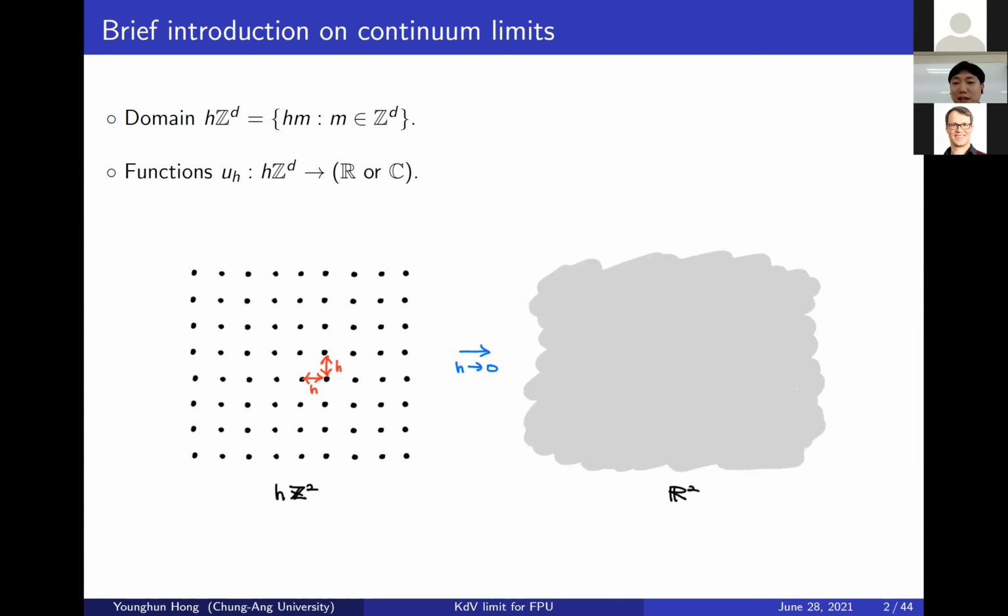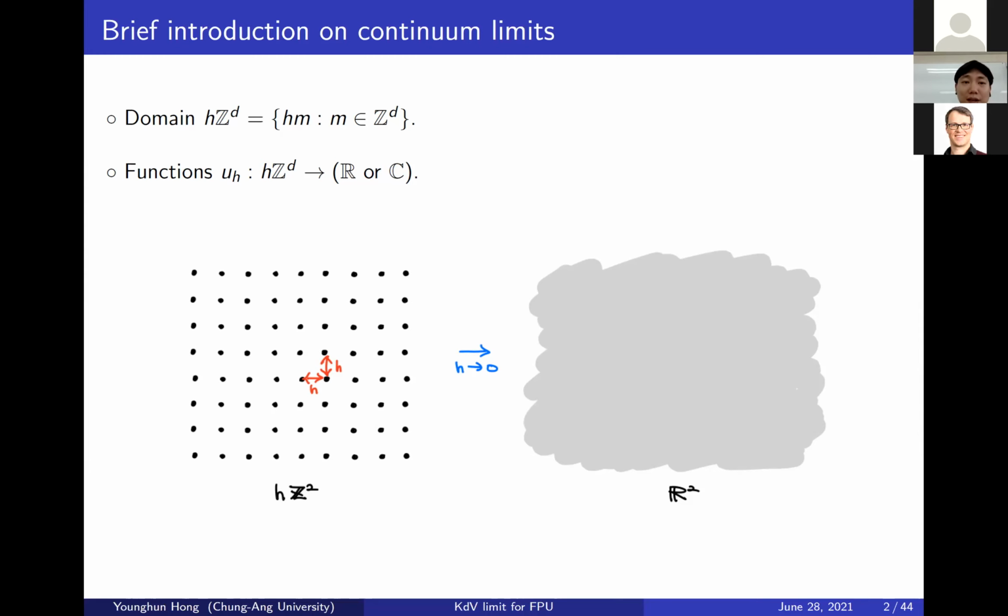Here we consider an infinite cubic lattice hZ^d. It's like this: an infinite cubic lattice whose mesh size is h, and a function u_h is defined on this lattice domain. At least formally, as h goes to 0, these lattice points would cover the entire space. So we are considering this kind of situation.